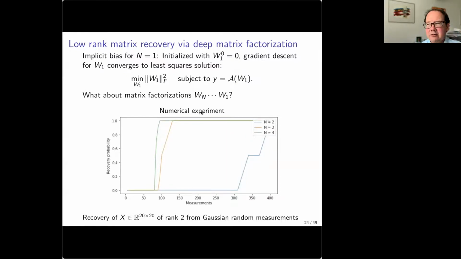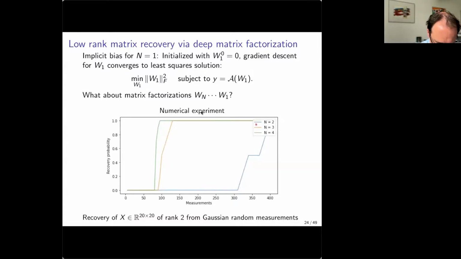So here we did a numerical experiment. We tried to recover a matrix of dimension 20 by 20 of rank 2 from Gaussian measurements. We generated these measurements and applied the strategy that I just explained, varied the number of measurements, repeated this several times, and recorded the success probability. So here we increase the number of measurements. If you reach 400, since 20 times 20 is 400, that's a full set of measurements.